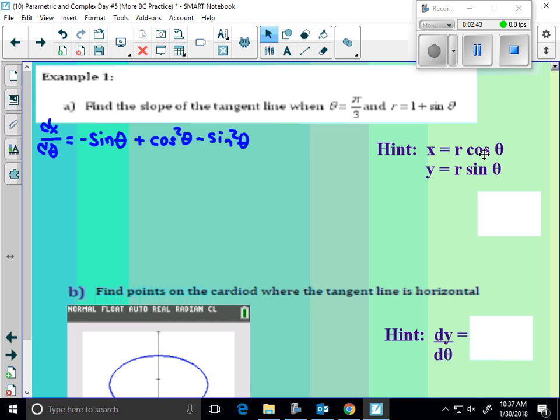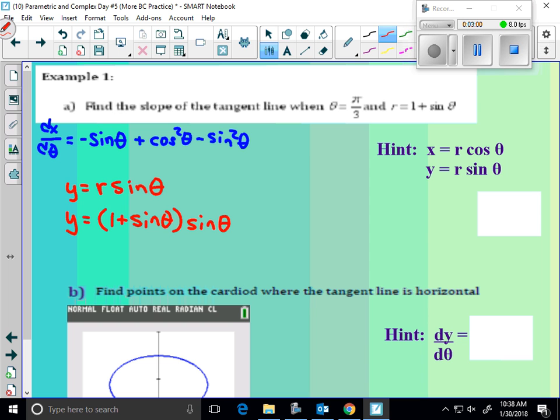Okay, let's do dy d theta. Okay, so y equals r sine theta. So then y equals 1 plus sine theta times sine theta, which would be what? Sine plus what? Sine squared. Yeah. So I'd get sine theta plus sine squared theta. Now let's take the derivative of that in terms of theta.